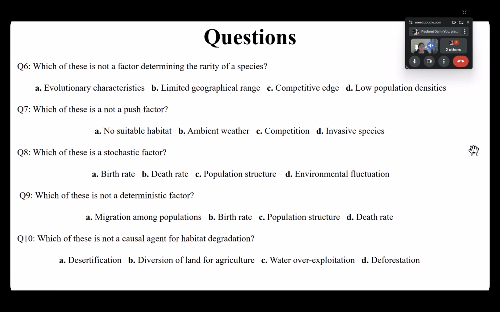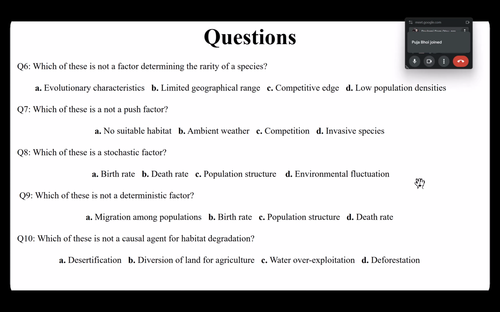Next is, which of these is not a push factor? Basically, which of these does not push an animal away from its habitat? Next is, which of these is a stochastic factor? So if we have discussed population dynamics, which of these factors affect when the population size is less? And then similarly, which of these is not a deterministic factor? And the last one is, which of these is not a causal agent for habitat degradation? So if you have habitat quality being reduced, what could be the possible reason for that? So I will wait and then come back and discuss the answer for you. In the meanwhile, you can read the questions, try to understand this, and attempt it on your own.